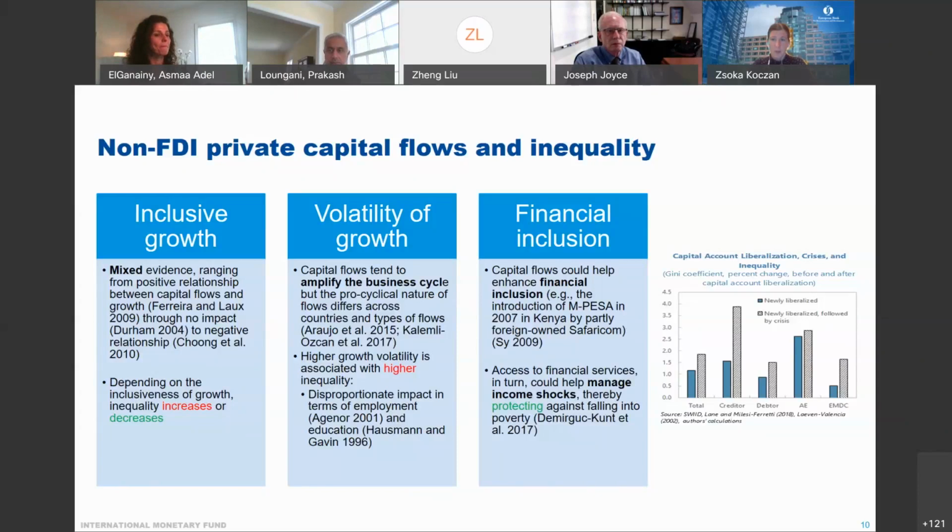This is especially the case if this leads to crises. Much has been said about the disproportionate burden of the global financial crisis, or these days the COVID-19 pandemic, being borne by those with lower levels of education or lower levels of income before the pandemic. And as you can see on the bar chart on the right here, indeed, inequality increased much more sharply in countries that experienced capital account liberalization, where these liberalization episodes were followed by a crisis. However, capital flows could also help financial inclusion, and if these help manage income shocks, then they could be pro-poor and help protect against falling into poverty, and could help reduce inequality.